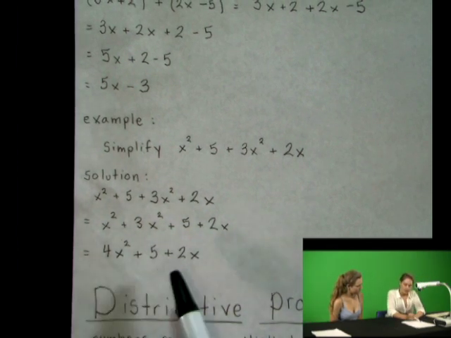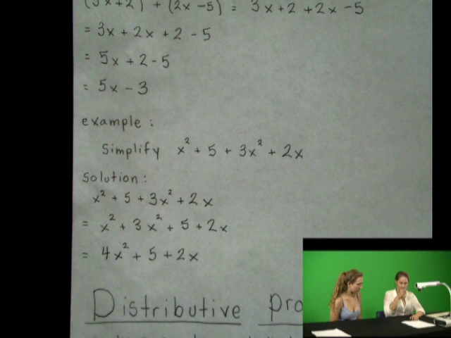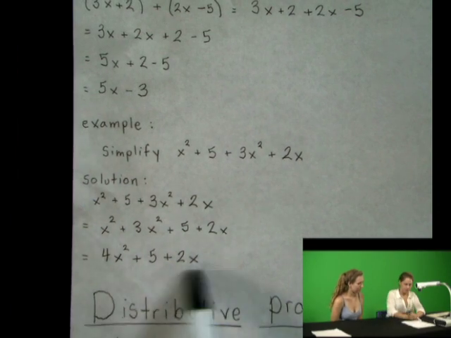And 5 and 2x, why can't we combine those? Well, they're not the same thing. Yeah, 5 doesn't have the x, 2 does have the x, so we can't combine those. So that's going to be our final answer.